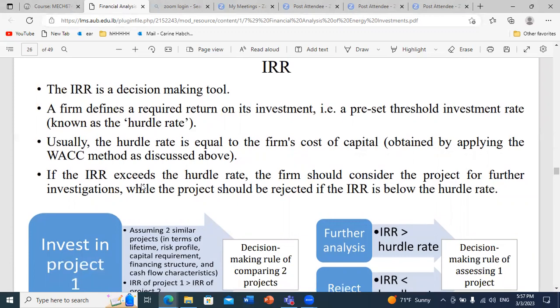If the IRR exceeds the hurdle rate, the firm should consider the project. By the hurdle rate, we mean I, and we obtain this rate from the WACC analysis. If I have 70% debt and 30% of my own money, what will I be? The WACC method gives you the value of I, taking into consideration the percentage of money from debt and the percentage from your own pocket.